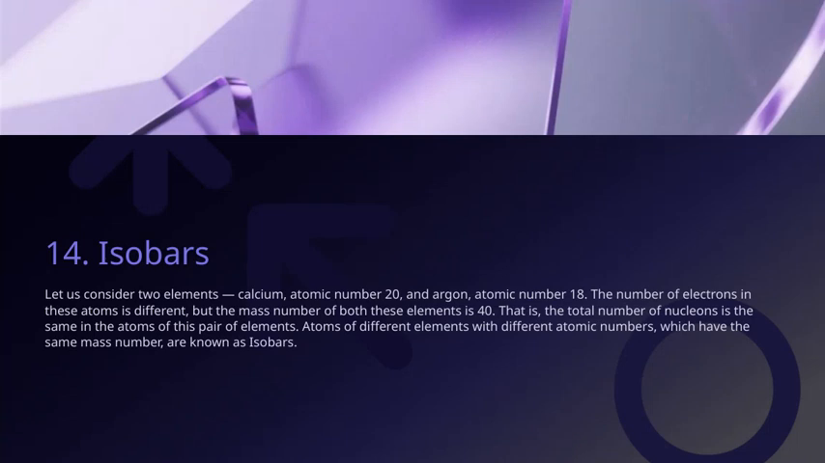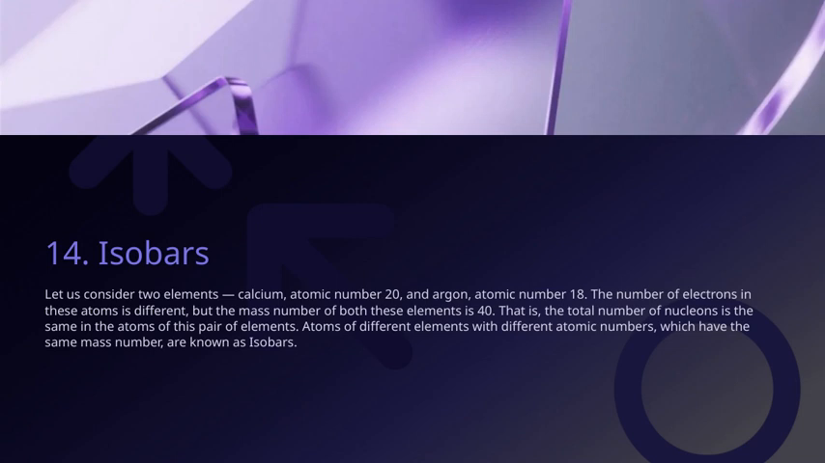Let's take a closer look at two elements: calcium, which has an atomic number of 20, and argon, with an atomic number of 18. Now, what's interesting here is that although these two atoms have different numbers of electrons, since calcium has 20 and argon has 18, their mass numbers are actually the same, both being 40. This means that the total number of nucleons, which are protons and neutrons, is identical in both atoms. This brings us to a key concept called isobars.